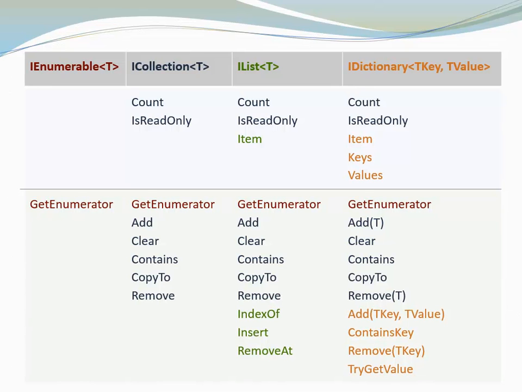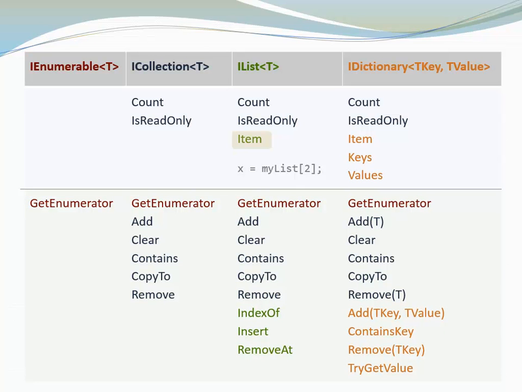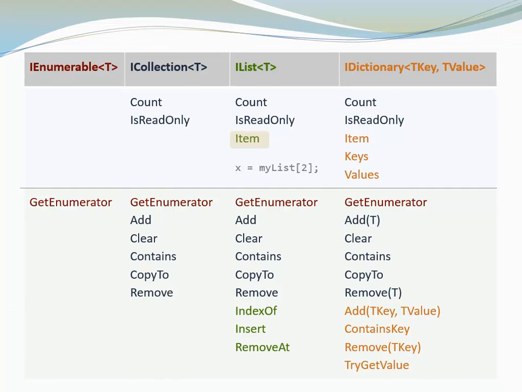One property that I want to point out in particular is the Item property. It enables the user to access a specified element by using an index in square brackets, just like we access elements in an array. Here is an example. I have a list called myList, and I use the Item property to access the third element and to assign it to a variable called x. IDictionary has an Item property too. In case of IDictionary, we provide the key inside the brackets in order to look up the corresponding value.